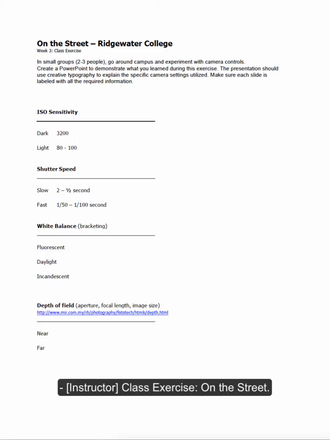Class exercise on the street. So the class exercise on the street is basically a starting point to experimenting with the features that your camera may offer. So whether you work in small groups or you do this independently, you want to experiment with your camera controls. If you're on campus, certainly walk around campus, snap pictures.